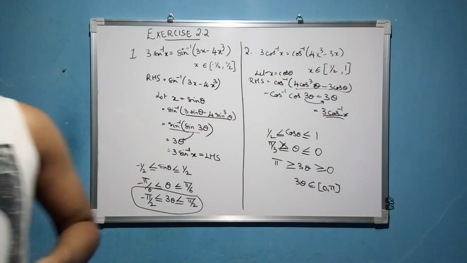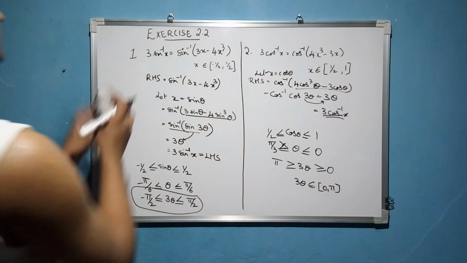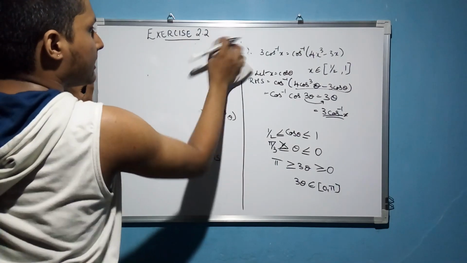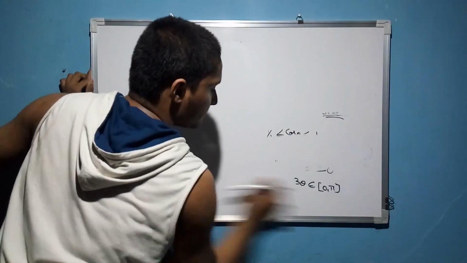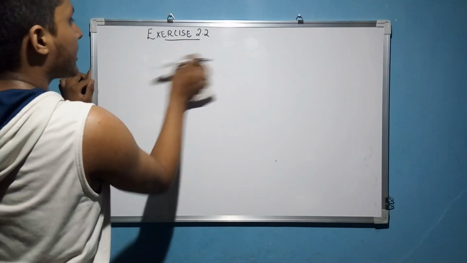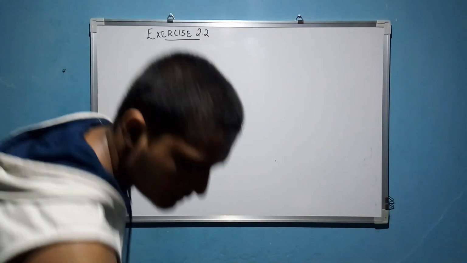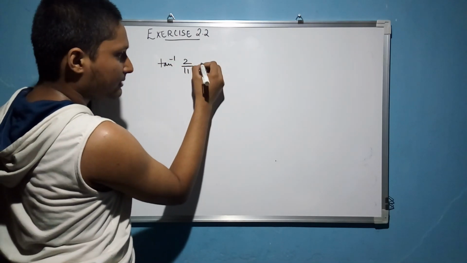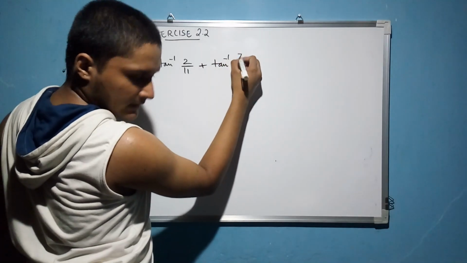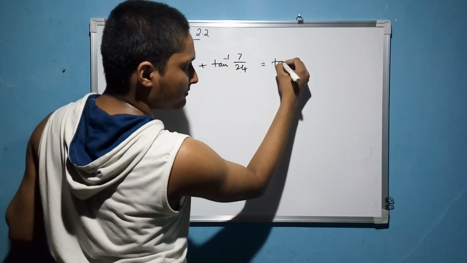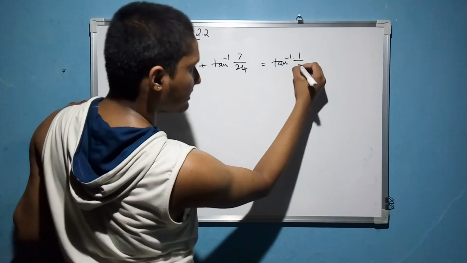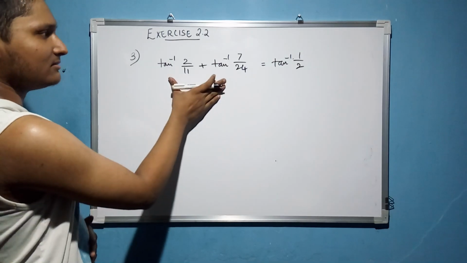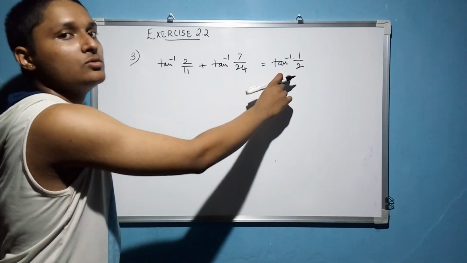Okay, we'll move on to the third question. What is the third question? The third question is a direct one, and again it is a prove that question. Since it is a prove that question, you can choose any of the sides. So the question is: tan inverse 2 by 11 plus tan inverse 7 by 24 should be equal to tan inverse half. That is question number 3. Okay, we are asked to prove. The right hand side is simpler, and the left hand side is more complex, so we can simplify that to the right hand side.